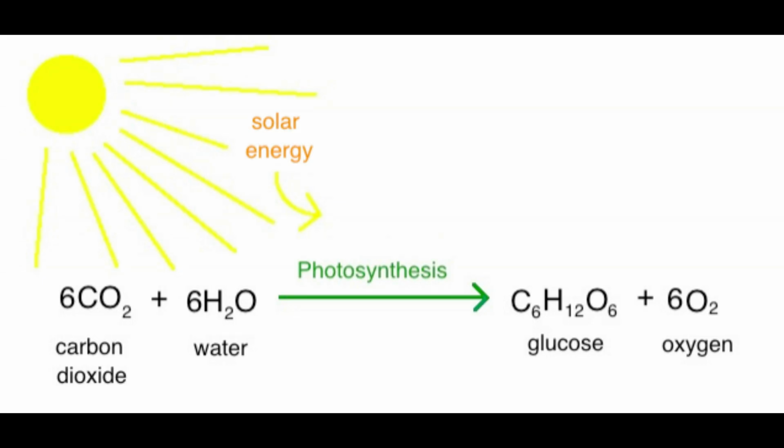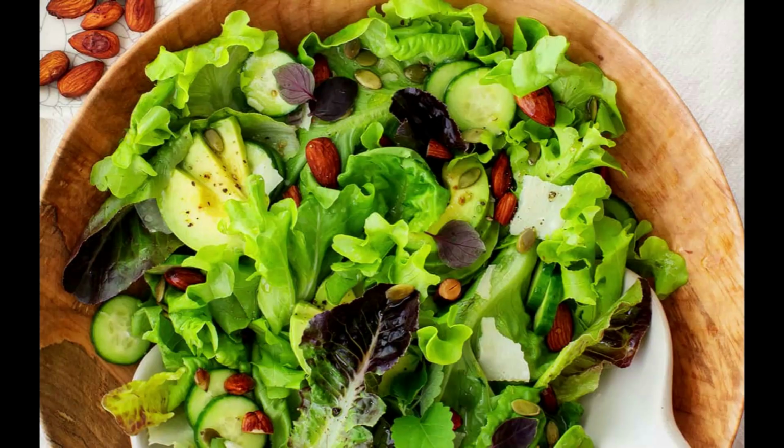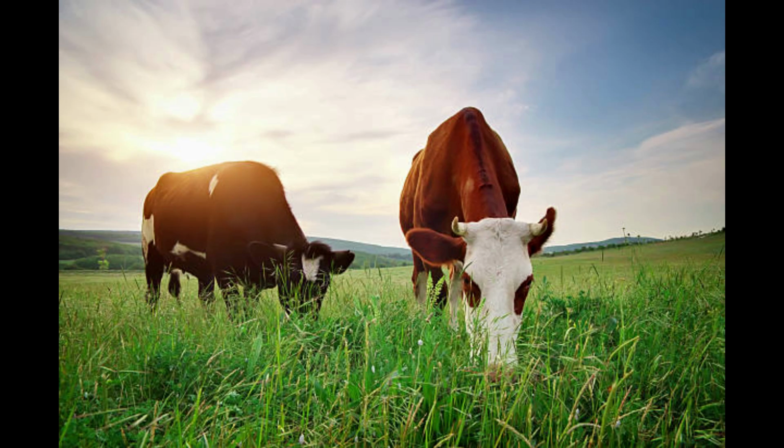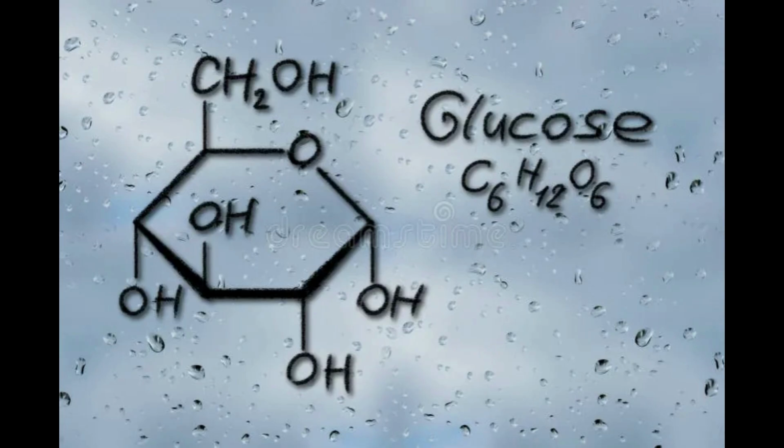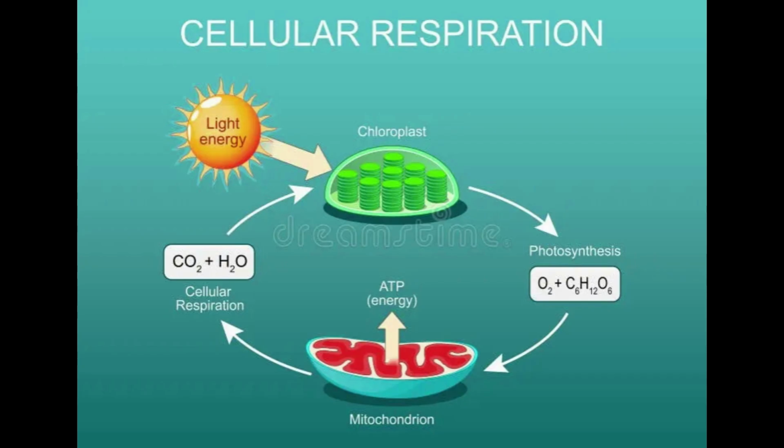But here's the twist. They don't just make food, they make our food too. When you eat an apple or a salad or even a burger, because a cow eats plants too, you're taking in that glucose, and your body needs to use that glucose to make energy. That's where cellular respiration comes in.